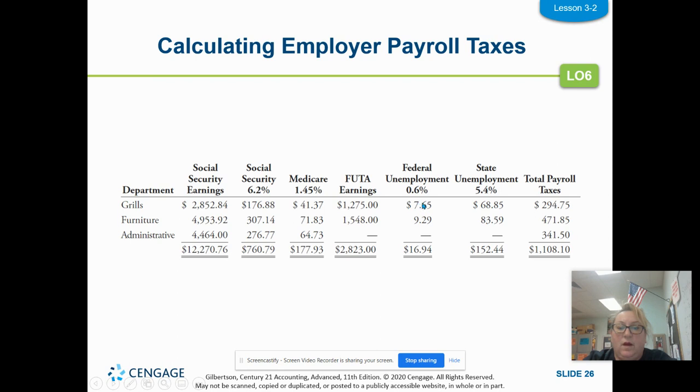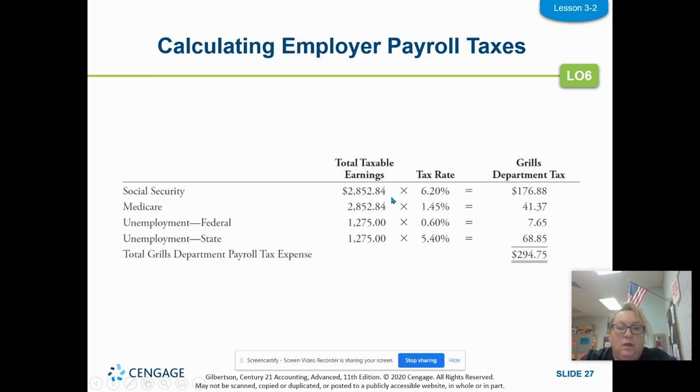Then we have our federal unemployment tax. They have it as 0.6. Usually it's 0.8, but this book has it as 0.6. It could have gone down. And then our state unemployment tax is 5.4%. So we have $294.75. Notice that this person down here hasn't had to pay anything because they've made more than 7,000. That's the big thing for our state unemployment. You'll just see the different rates.